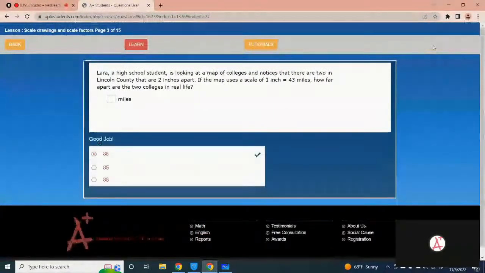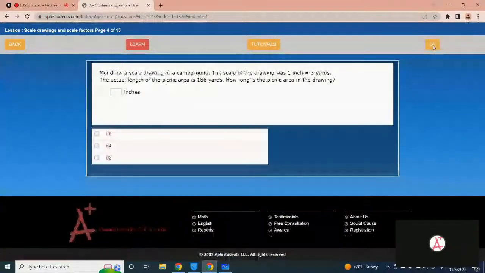Okay, the next one is: May drew a scale drawing of a campground. The scale of the drawing is 1 inch to 3 yards. The actual length of the picnic area is 186 yards. How long is the picnic area in the drawing?